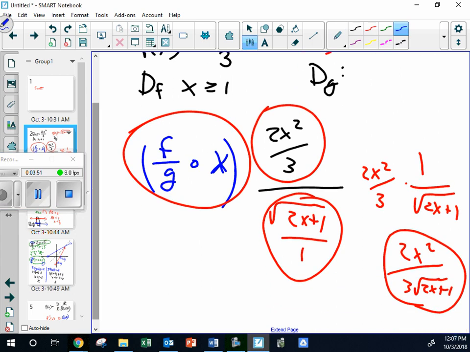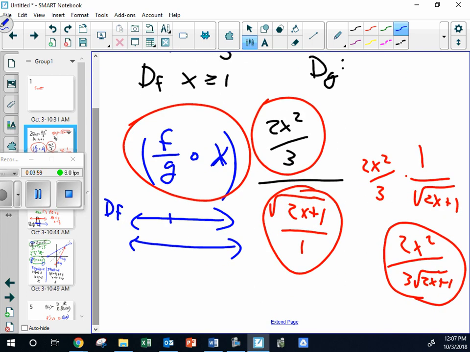So to find this, you have to find 3 domains. Did you figure out it was domain of F, which was given to you right here? It's x is greater than or equal to 1. So here's a 1, greater than or equal to 1. That should have been easy. And then you should have said, oh yeah, of course it depends on the other one, the domain of G.